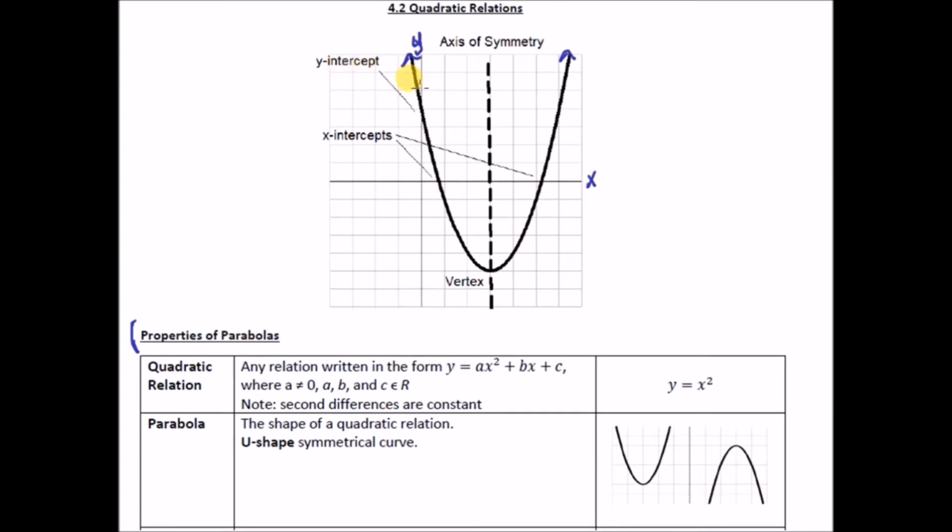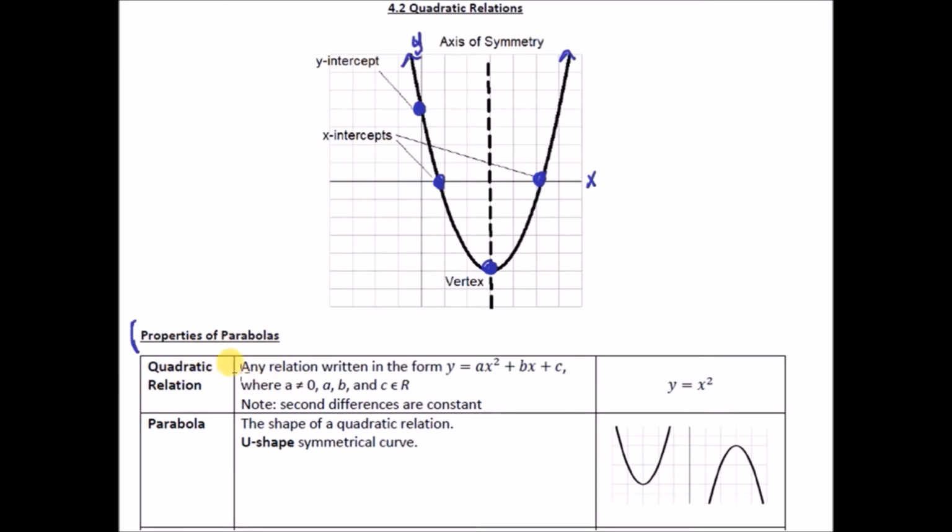Okay, and I labeled the axis of symmetry, the vertex, and then the x-intercept and the y-intercept. Just to recap from grade 9, the x-intercept is where the graph crosses the x-axis, right here, and the y-intercept is where the graph crosses the y-axis. Okay, so let's start down here, properties of parabolas.